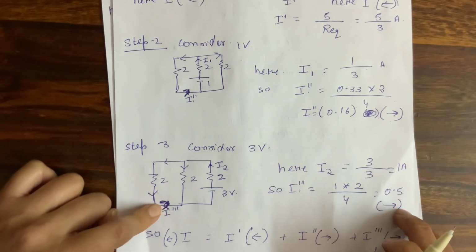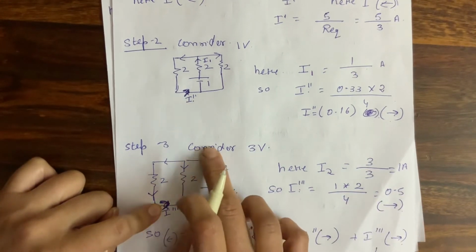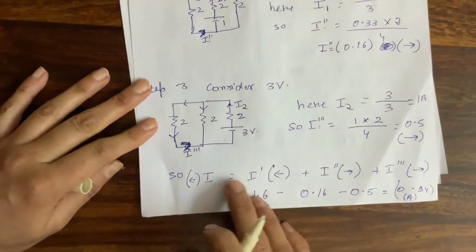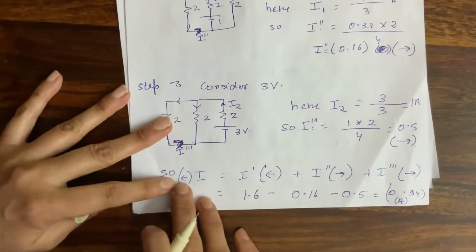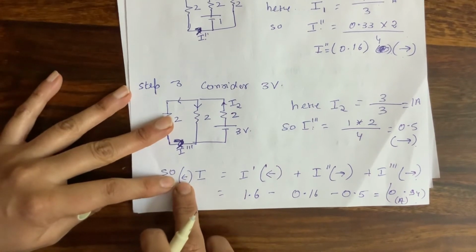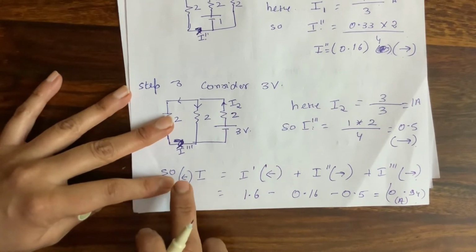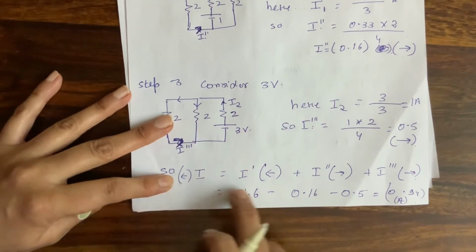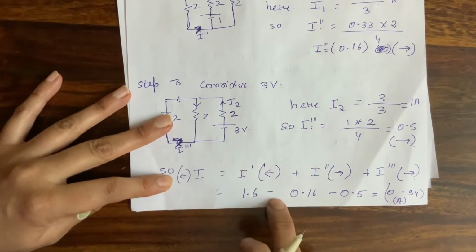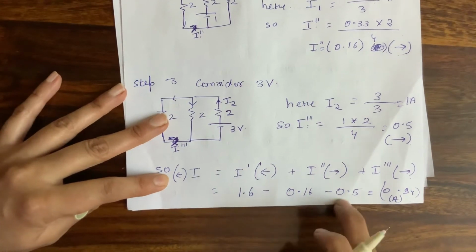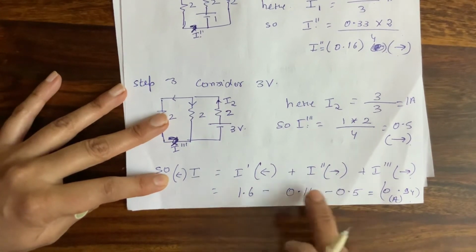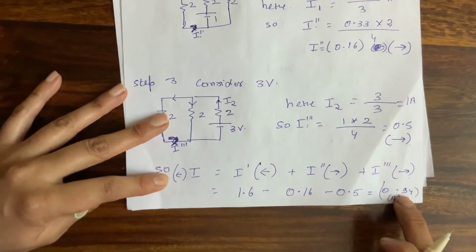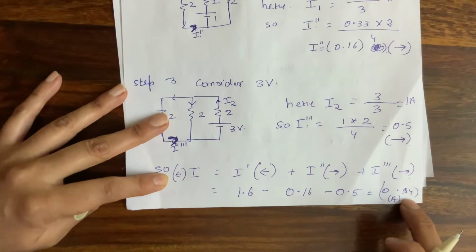Why is it in this direction? Because of this source the current is dividing into two other limbs, hence I have considered this direction. Now when we are finding the total I, whose main direction was going towards left, taking left as the positive direction and right as the negative direction, I have considered 1.6 minus 0.16 minus 0.5, because these two were going towards right and this one was going towards left. Hence my answer came out to be 0.94 ampere.